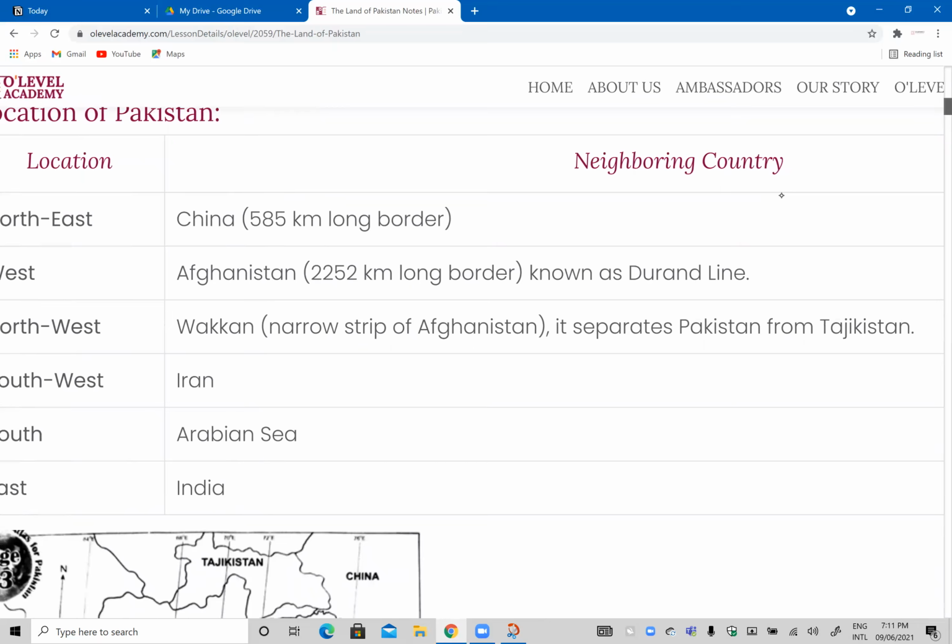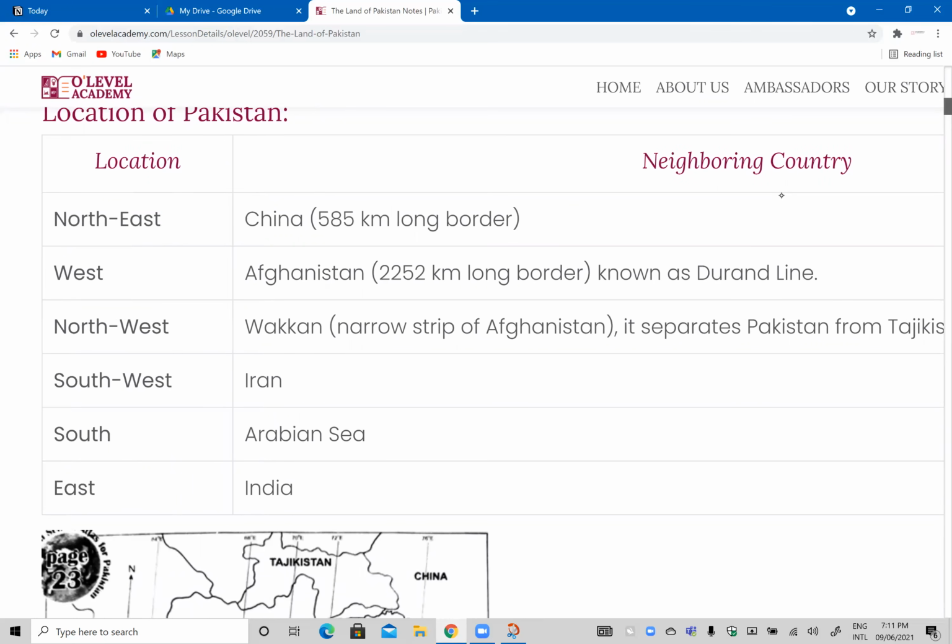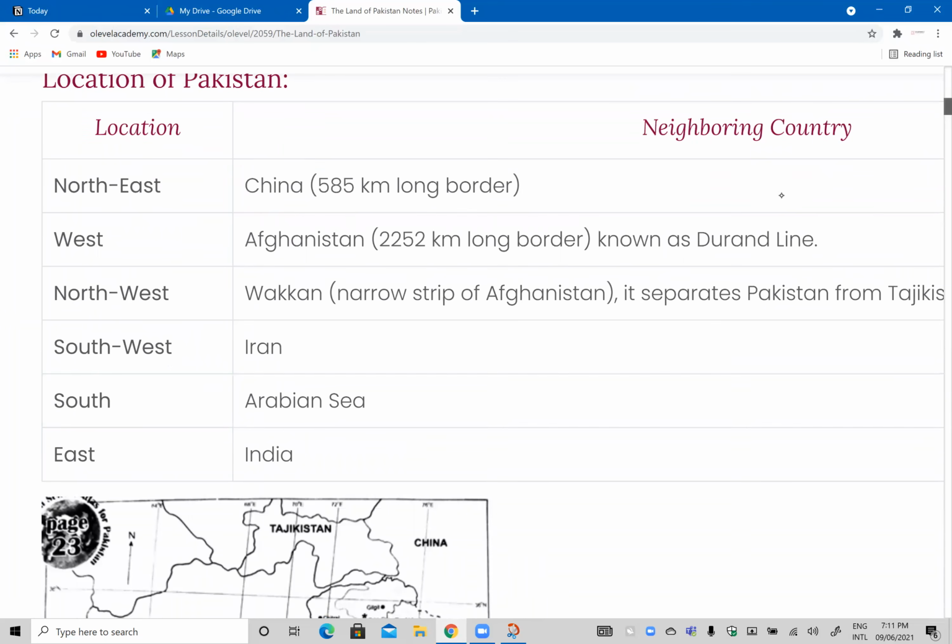They haven't really specified the border with Iran and India. Okay, so these are the four countries that are the immediate neighbors of Pakistan.